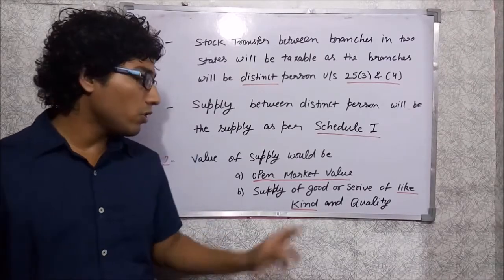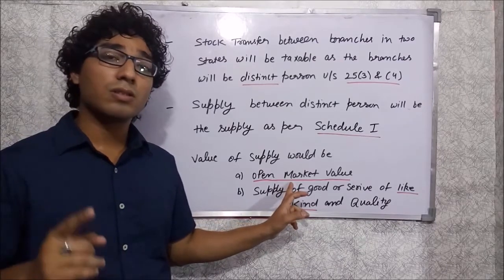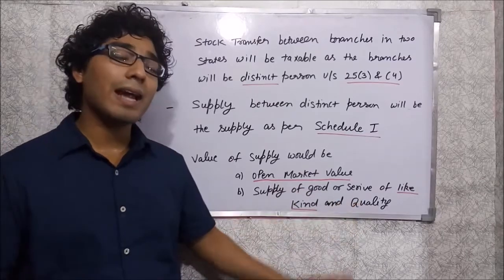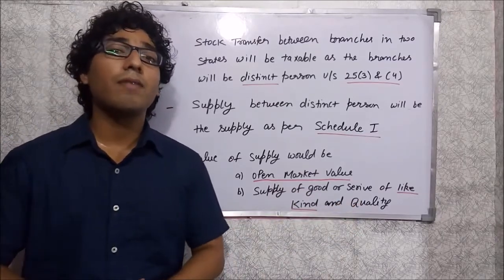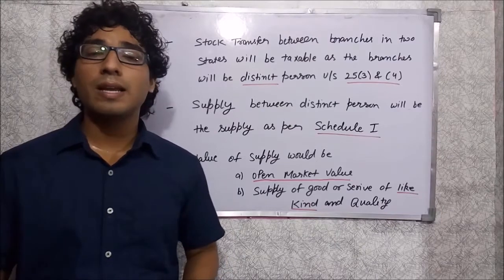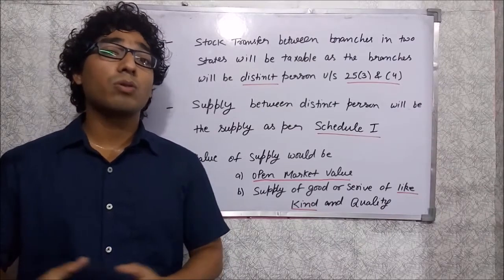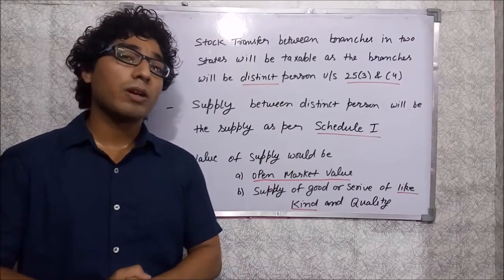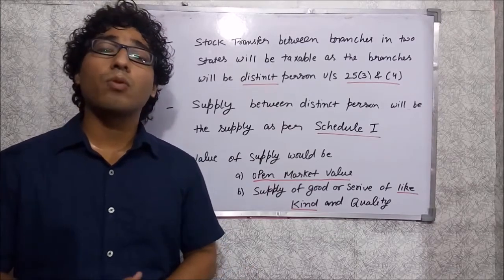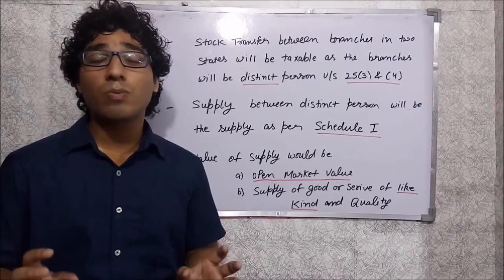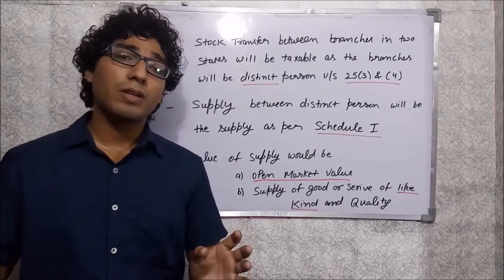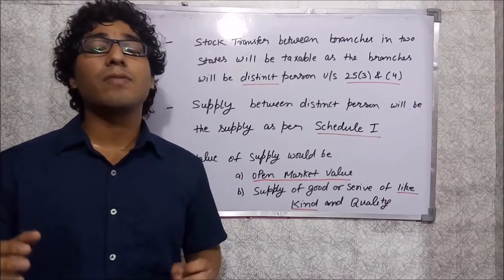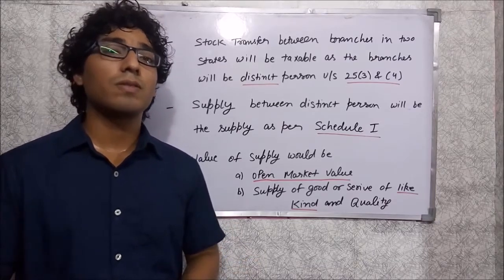And if we don't know the open market value of such supply of goods or services, or if there is no such like kind and quality of other goods, then we have to move on to rule number 4, which says that the value of supply of goods or services will be 110% of the cost of production or cost of manufacturing or the provision of service. So whatever will be the cost of production or the provision of service, we have to take 110% as the value of supply of goods or services in case of a distinct person.